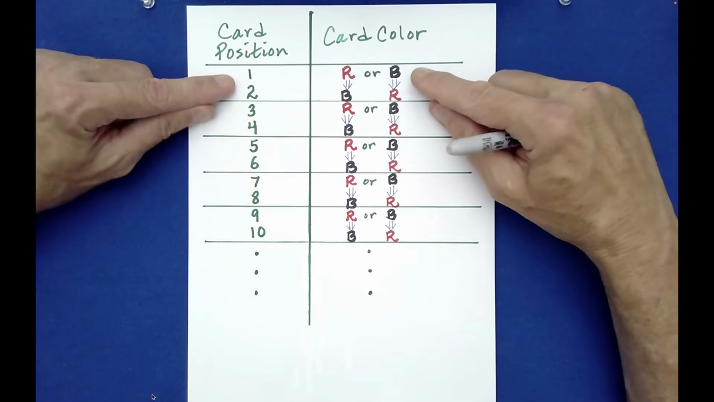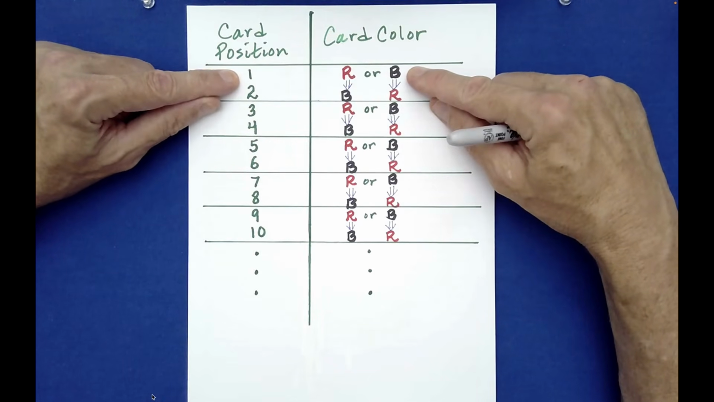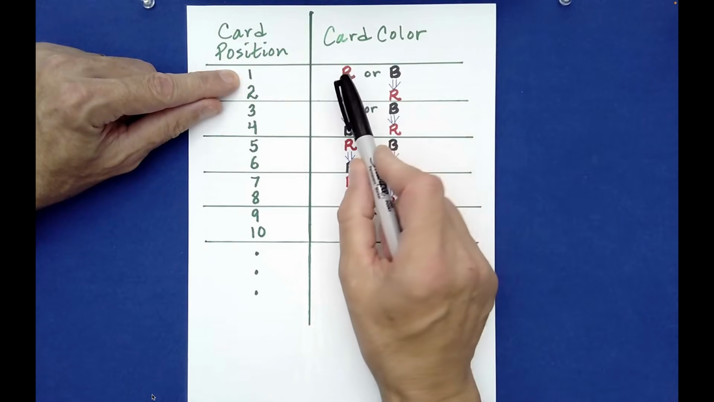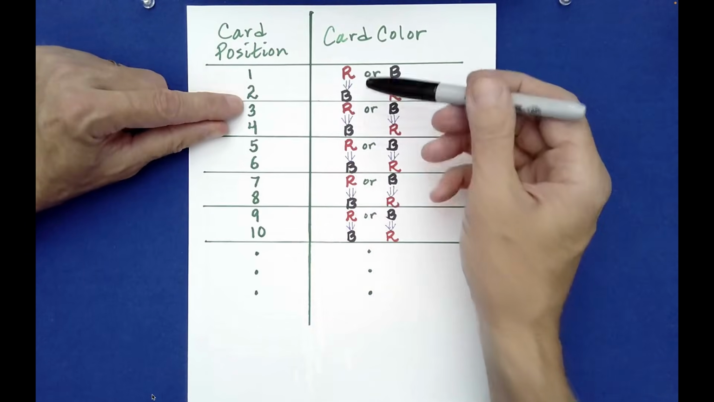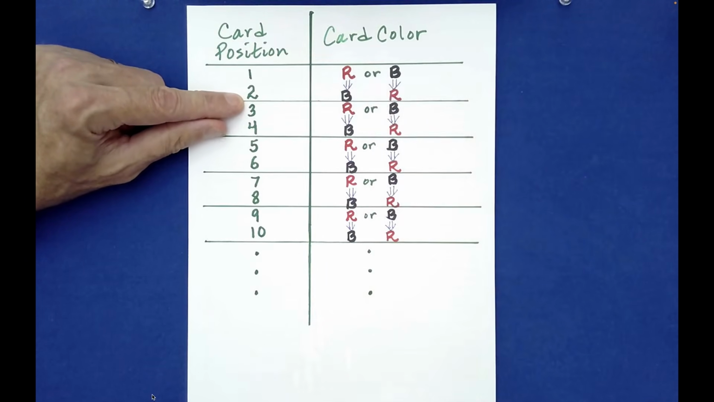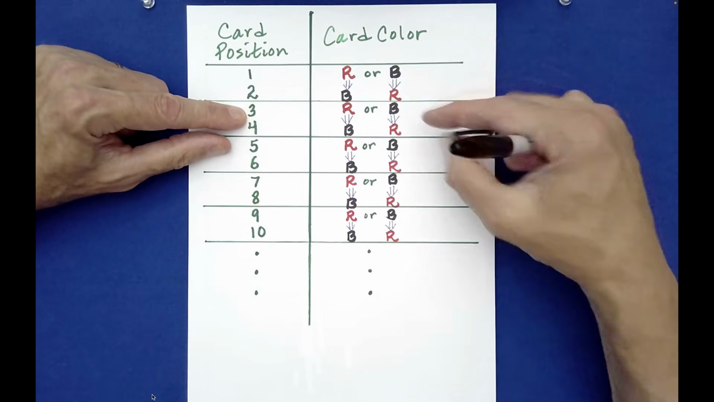Now it's important to realize that for position 1, it's possible that the top card will be red or black. We don't know for sure. But once we know the color, we know that the second card will have to be of the opposite color to the new top card. That will be true as we go down in pairs.